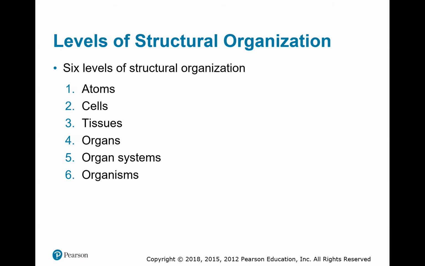kidney. And if you have organs that are similar in their function, for instance, stomach, small intestine, large intestine, rectum, you're going to create an organ system, such as the digestive system. And we have several organ systems that form together to create an organism. And an organism is us.